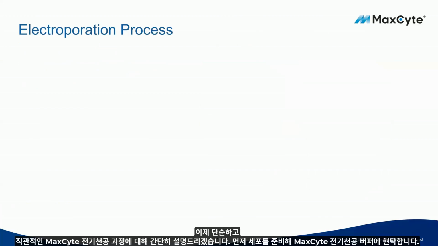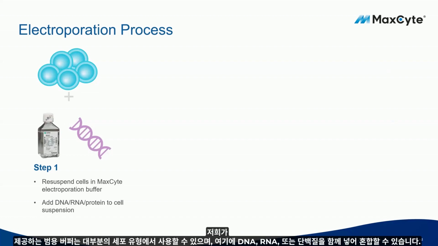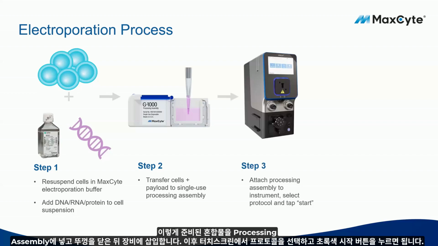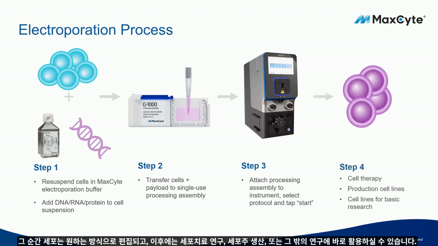Now I'll quickly go over the electroporation process, which is quite simple and straightforward. The first part is to get your cells and resuspend them in the MaxCyte electroporation buffer. We offer a universal electroporation buffer that works with most cell types, and you can add the DNA, RNA, or protein into this suspension as well, and then mix them all together. You put everything into what we call a processing assembly, or the electroporation cuvette. You close the lid and put it into the instrument, then on the touch screen, you select the protocol and tap the green start button. After that, your cells are edited and you can proceed with your research, whether that be cell therapy, producing a cell line, or other research.